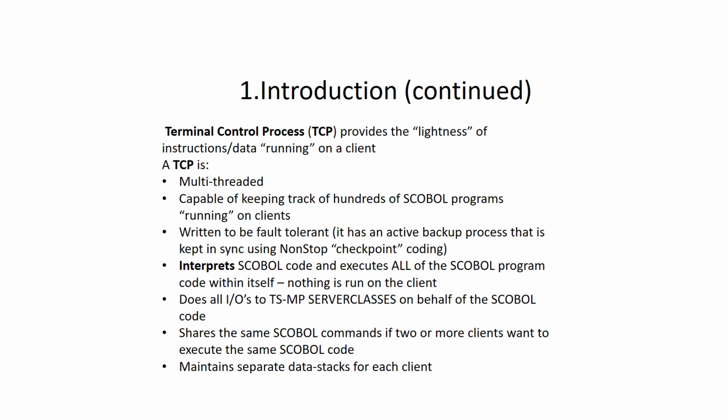Just like an operating system shares instructions if two programs are executing the same piece of software, TCP does the same thing. If two screen COBOL programs want to be run on two different clients, the TCP will share that code on those two clients. But again, to the user, they have no idea what's going on behind the scenes. The TCP maintains separate data stacks for each client, just like an operating system does.